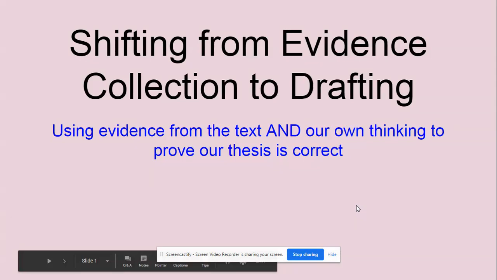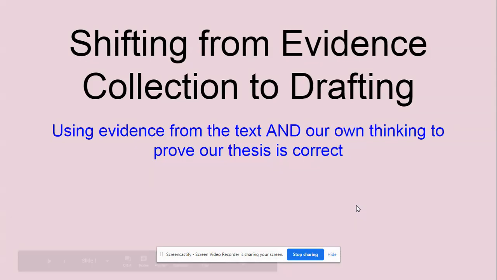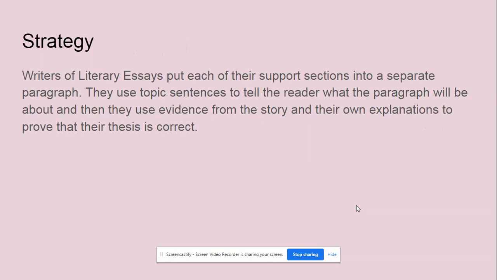Hello, writers. Today, we're going to be talking about shifting from evidence collection to drafting. We're going to be using the evidence from the text and our own thinking to prove our thesis statement is correct. Writers of literary essays put each of their support sections into a separate paragraph. They use topic sentences to tell the reader what the paragraph will be about. And then they use evidence from the story and their own explanations to prove that their thesis is correct.